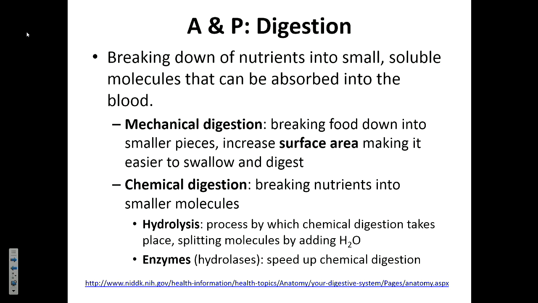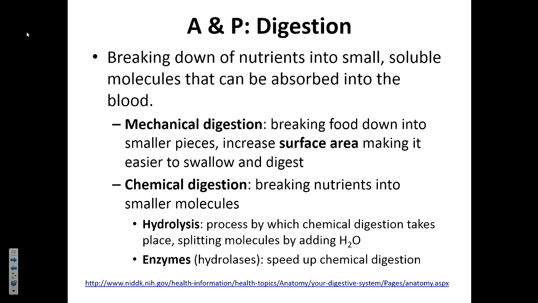Number 3 is your digestive system. So basically, this is where we're talking about structure and function. In one hole and out the other, basically, in a nutshell, but you guys have to know everything that's involved here. So the function is to break down nutrients into smaller soluble molecules that can be absorbed into your bloodstream. You have to know what's in bold.